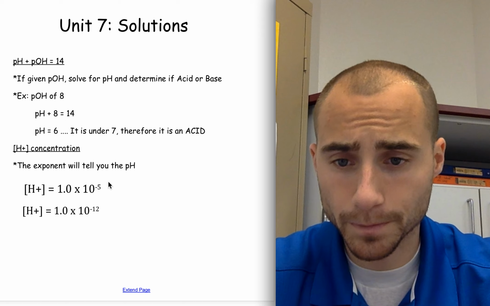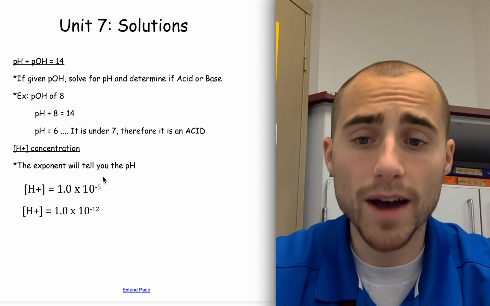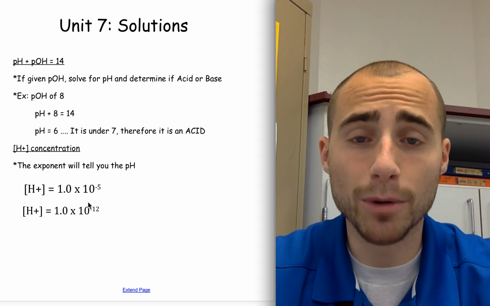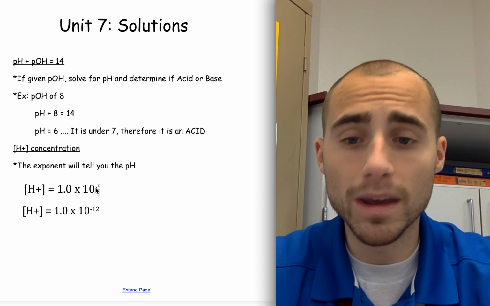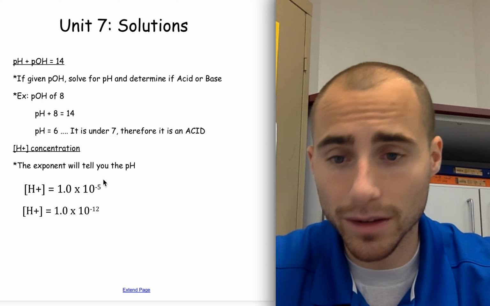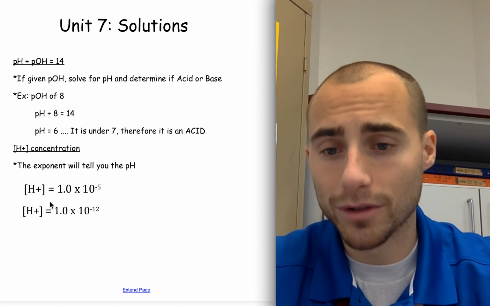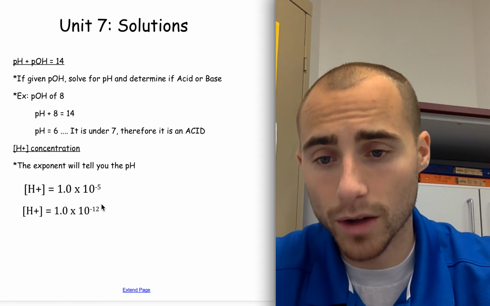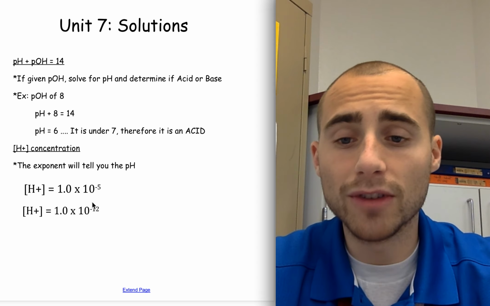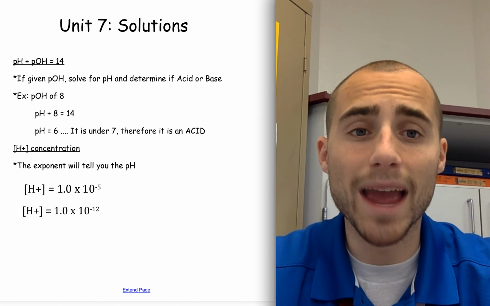So with number 1 here, the pH of number 1 would be 5, because I look at the exponent, I see the exponent is -5. Therefore, the pH is 5. Therefore, it is an acid, because this number is lower than 7. I see here H plus concentration, 1.0 times 10 to the negative 12. Therefore, the pH of this is going to be 12. Therefore, it is going to be a base.